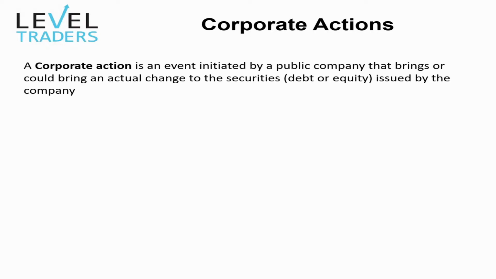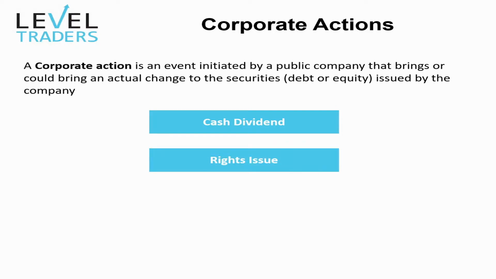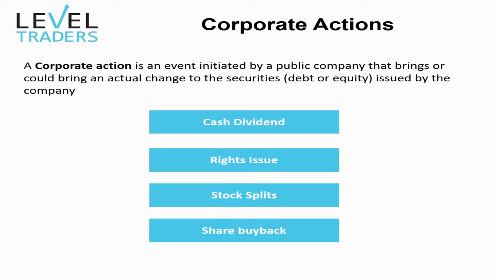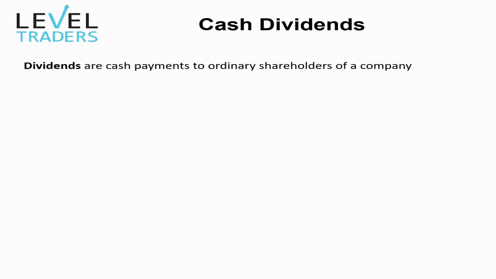So what are the common types of corporate actions? Well, we have cash dividends, rights issues, stock splits, which includes reverse stock splits, and share buybacks. So I'll cover these 4 types of corporate actions and how they can impact the share price of a company. So first up is dividends.